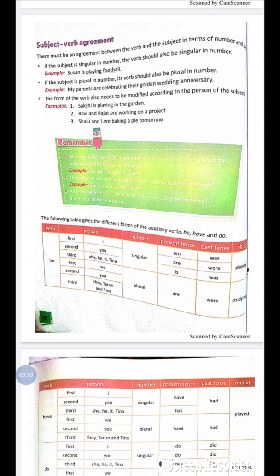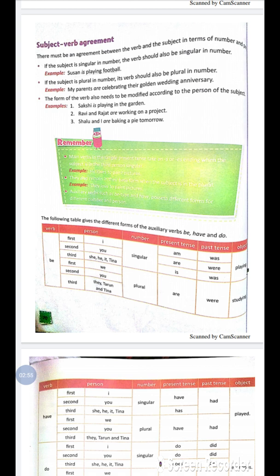The form of the verb also needs to be modified according to the person of the subject. Okay, Sakshi is playing in the garden. Ravi and Rajat, there are two persons working on a project. Shalu and I are baking a pie tomorrow.